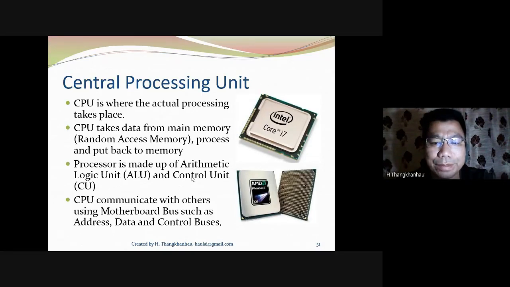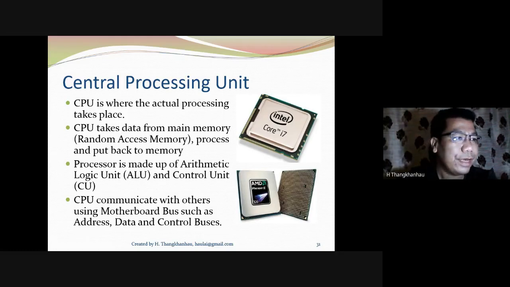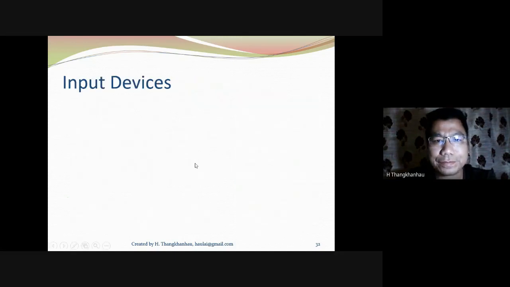When I talk about address, it means the location of the device. For example, you insert a mouse into a USB port. So the address will be port number 1 or port number 2, depending on the number of ports. And data means, for example, if you want the computer to add two numbers, 2 plus 7, the data will be 2 and 7. Control buses will carry the instructions. The instruction will be plus, 2 plus 7. So I hope it's clear.